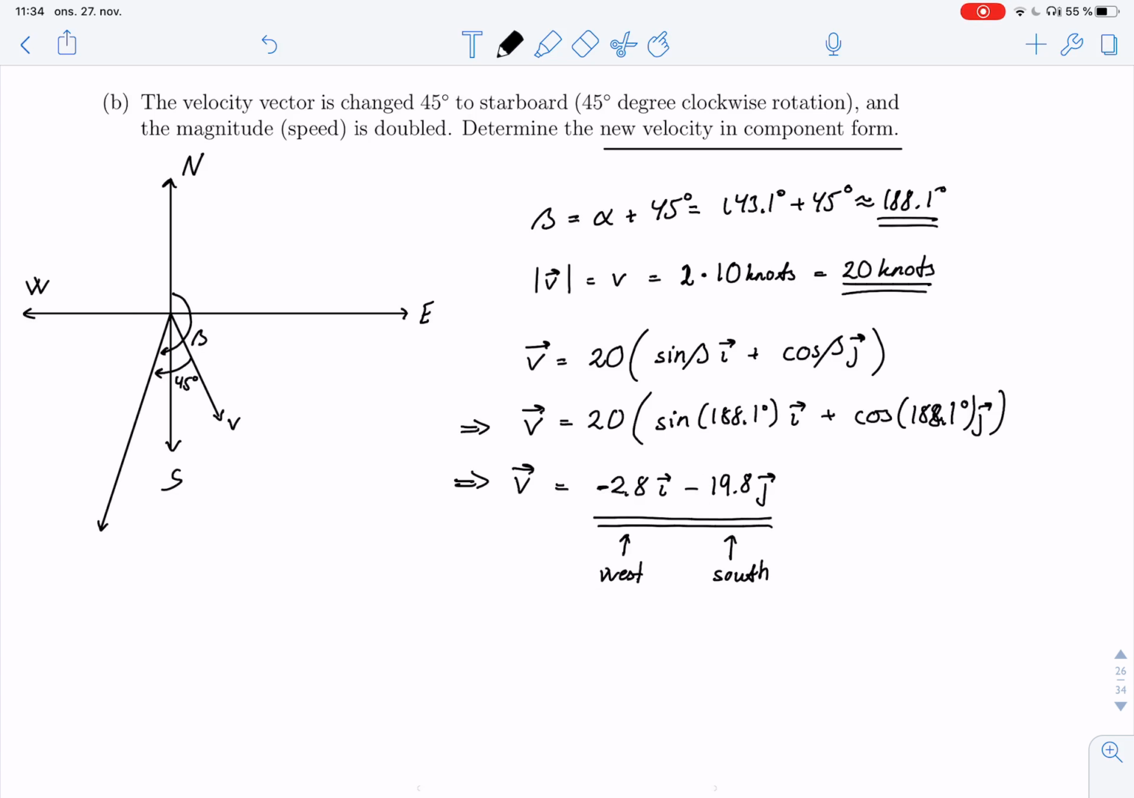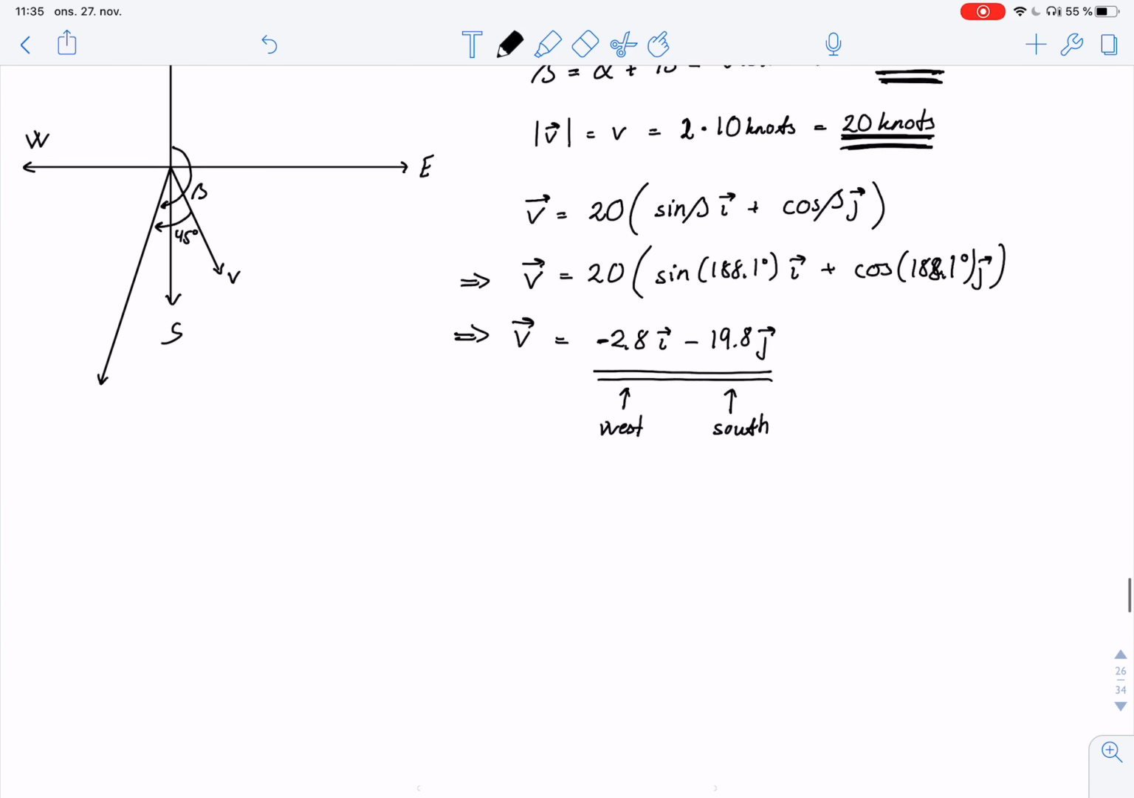And it also makes sense with the numbers, because we have a magnitude of 20 knots and most of that is directed in the south direction. Just a little bit in the westward direction. And that makes sense since the angle is very, very close to 180, which is directly south.